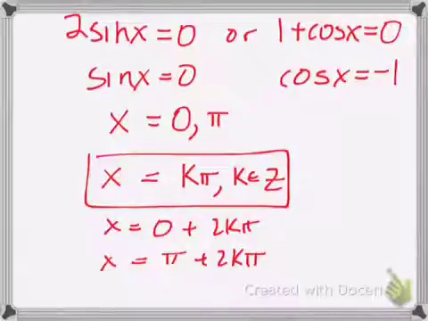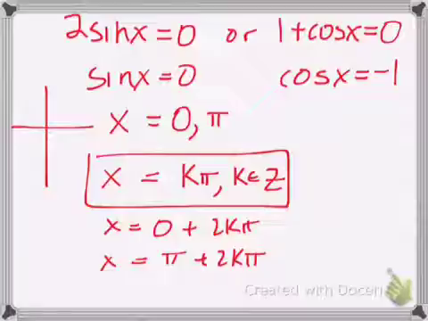Rachel? Could you explain the 0 and pi, x equals 0 comma pi? How'd you get that? Look at your unit circle, or look at your table of values. Where's the sine equal to 0? Remember, the coordinates of your points on the unit circle are cosine comma sine. So 0 and pi.